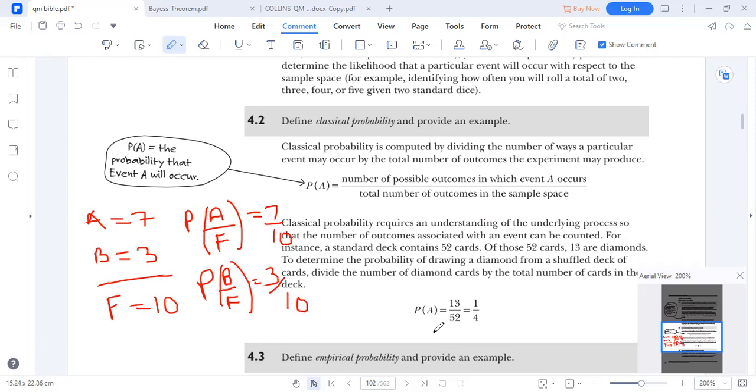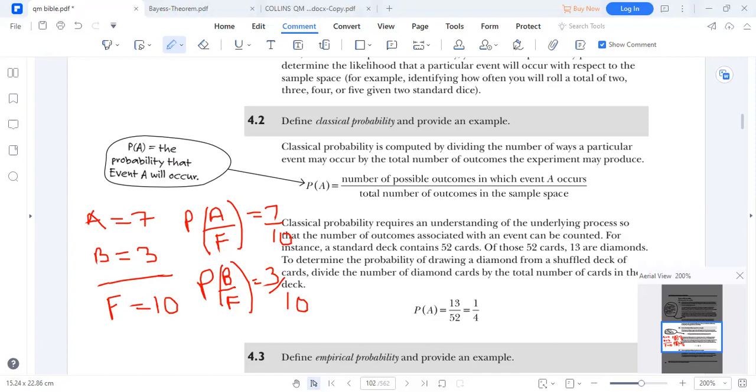I'm trying to be as basic as I can so that I don't confuse you. Are we together so far in determining the sample space? Yes. All right.